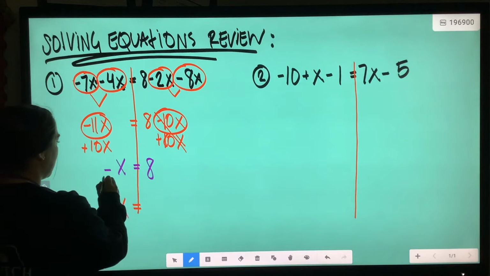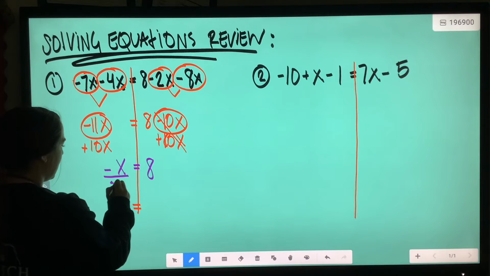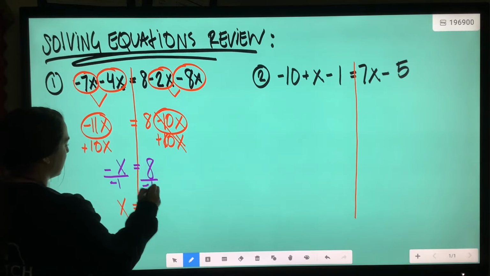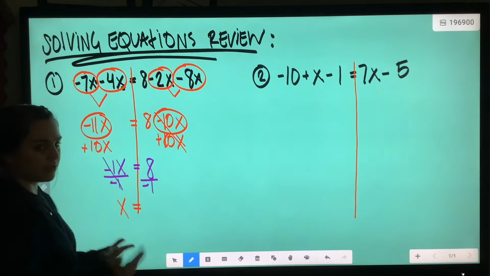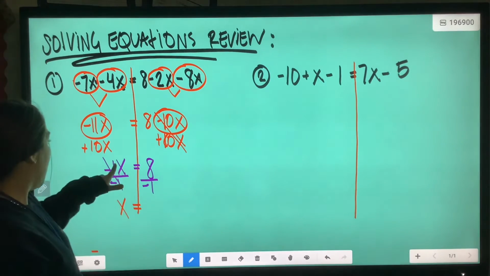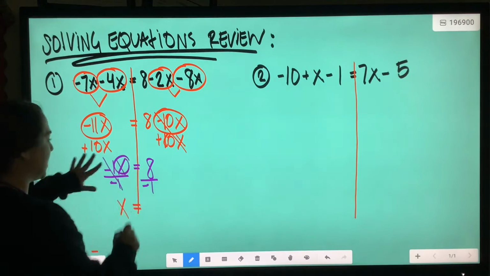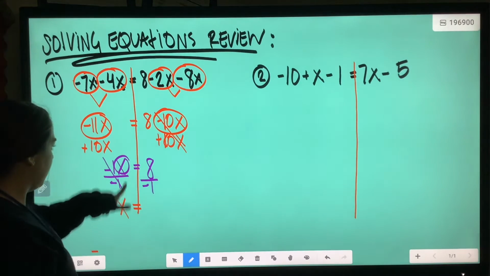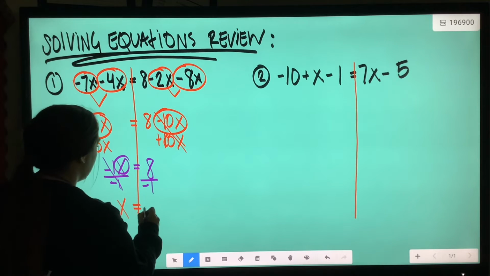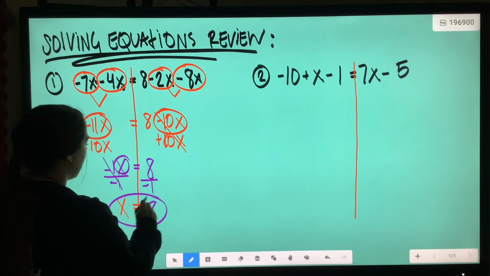What I'm going to have to do now is take this negative 1 and divide it on both sides. So this negative 1 divided by negative 1 will cancel out, and that was my goal. Now I have x all alone because everything else around it canceled out. So here's x, I rewrote it. 8 divided by negative 1 is negative 8, and that was my answer.